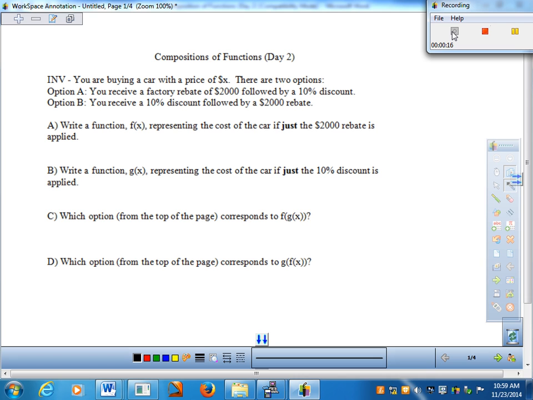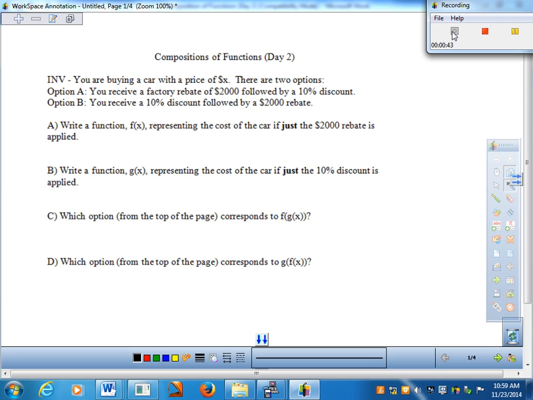So why don't we start with a fairly artificial investigation here, but a good one to get us thinking back on the track of compositions of functions. So here we go. It says you're buying a car with a price of x dollars and two options here. Option A, you're going to receive a factory rebate of $2,000 followed by a 10% discount. Or option B, you get the 10% discount first, then followed by the $2,000 rebate.